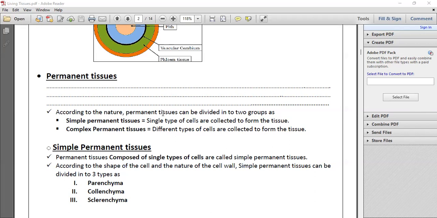Okay, so then we come across the permanent tissues. As you know, they have no capability of doing cell division, so they are permanent cells. They have different functions but no cell division capability. Okay, let's write quickly the definition for that.